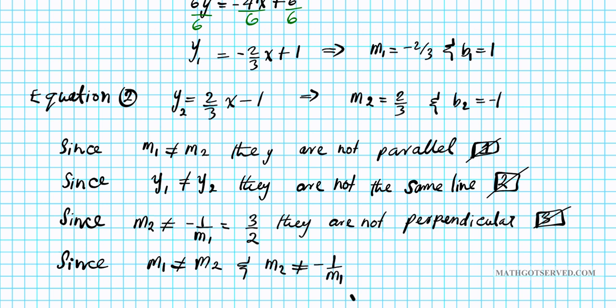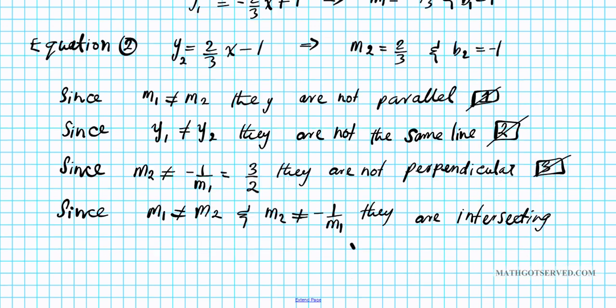So since they're intersecting and not perpendicular, they are intersecting because of the first condition, and not perpendicular because of the second condition. So what does that tell us about option 4? That is our answer. Yay, we finally got the right answer. Okay, so that's that.